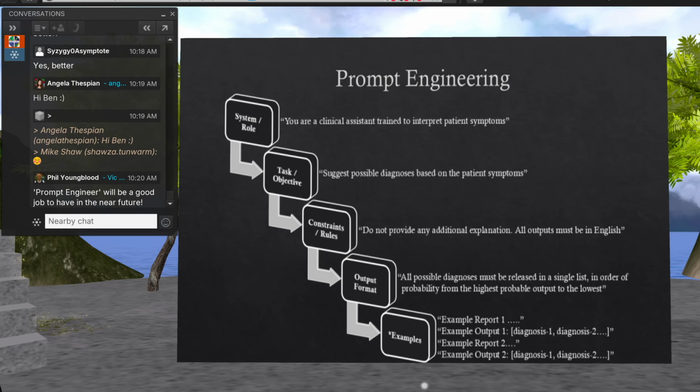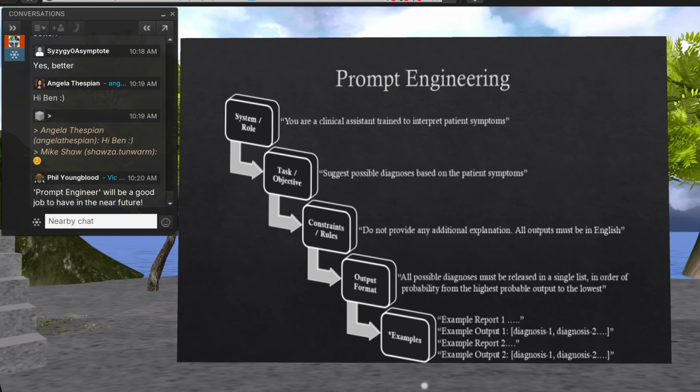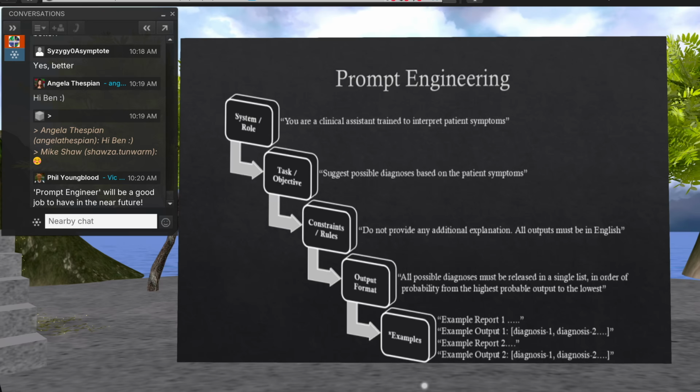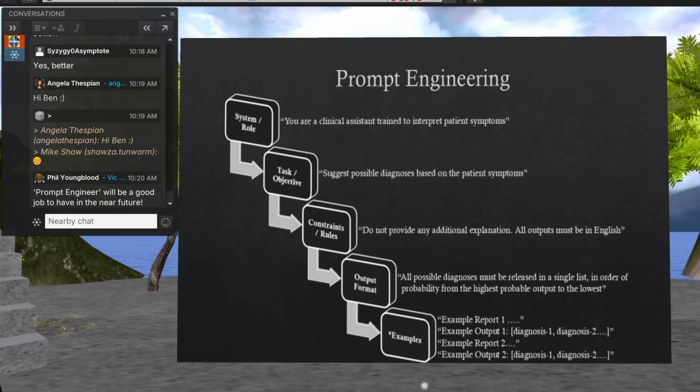For a start, it's often important to provide the system, the role of the model, to help it understand which context it's working in so it doesn't hallucinate beyond that context. It doesn't think beyond that context. It's important to define the task and objective, what you want the model to output, what you don't want the model to output. And then it's important to define a certain set of constraints and rules. Constraints like, I don't want you to provide any additional explanation, don't just give me the outputs. I'm only interested in a certain set of outputs. I don't want you to confuse me with your thought process. I don't want you to give those outputs in a different language per se.